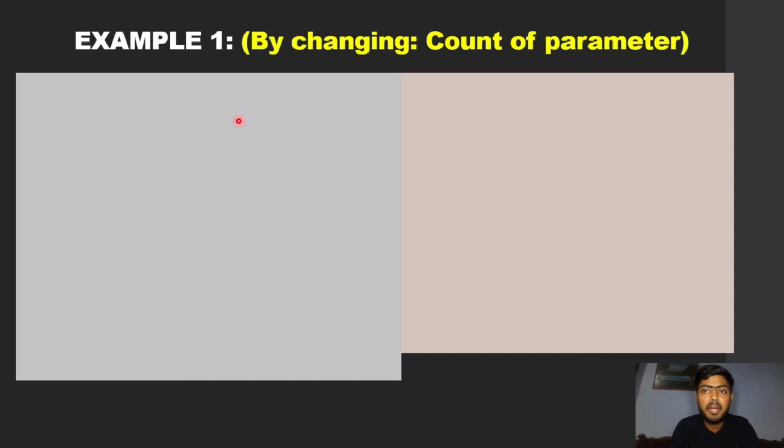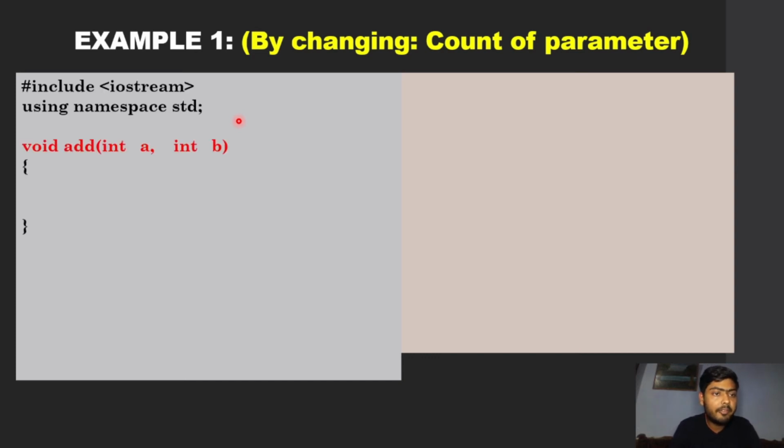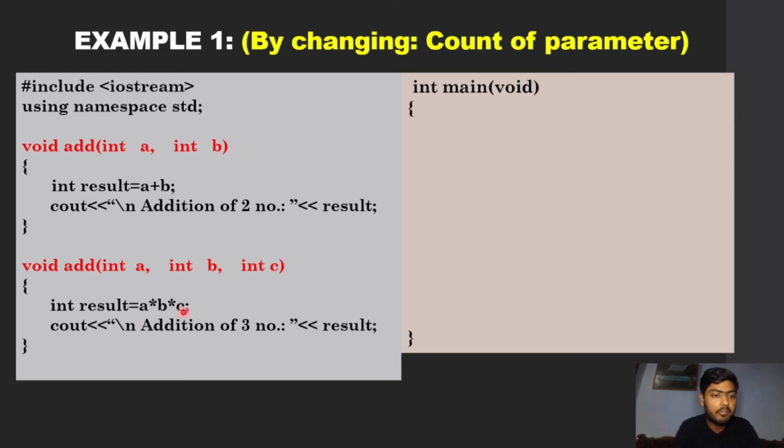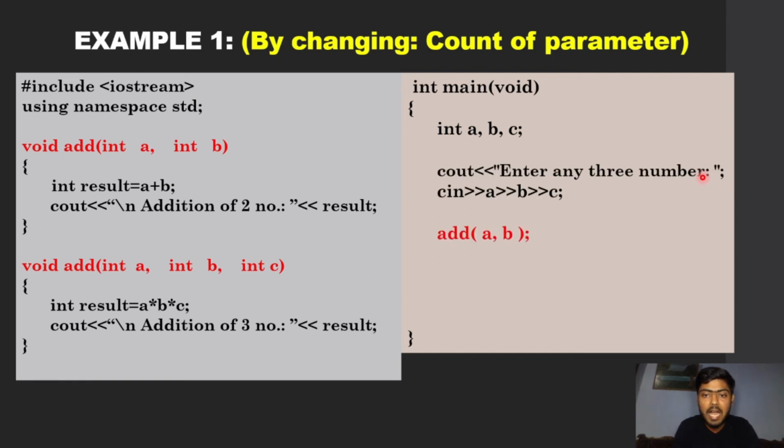In this example, we can see it by changing the count of parameters. We have defined a function add with 2 parameters a and b and their data type is int. And in the second function, the number of parameters is 2 and both are int. Now the result in the first will be calculated by adding the values of these two parameters, and here we will be multiplying. So you can see that the function name is the same but their operations are different in these two functions. And in main, we declare variables, then take the input and pass the parameters. So the question is, which function will be invoked and executed? There are 3 parameters in one and 2 parameters in the other. When you pass 2 parameters, this function will be invoked, and when you pass 3 parameters, this function will be invoked.